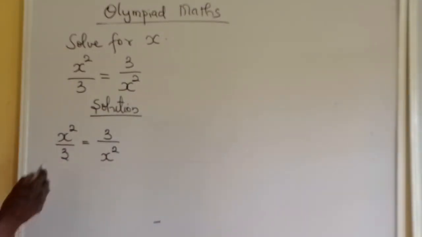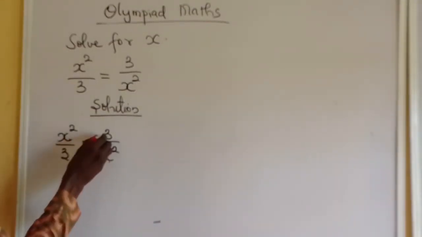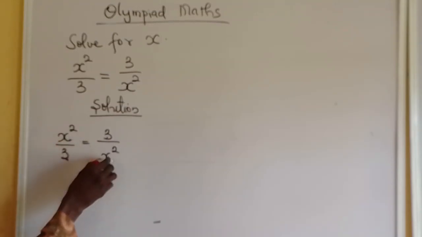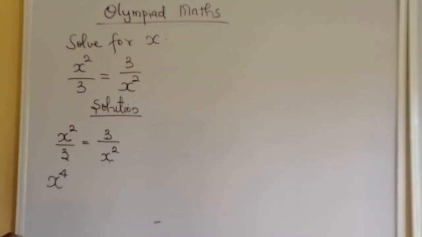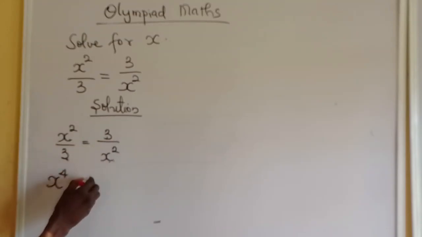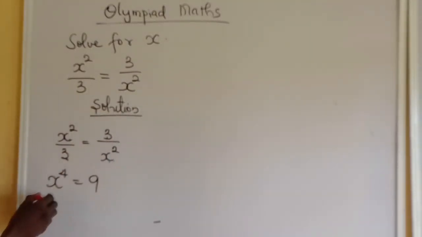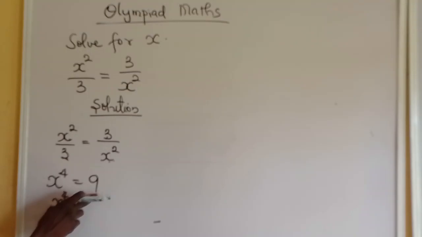We cross multiply. This multiply this, this multiply this. When this multiplies this, you get x raised to the power of 4, because of the multiplication law of indices. And 3 times 3 is 9. So let's make it a quadratic equation: x raised to the power 4, when this 9 crosses, becomes minus 9, is equal to 0.